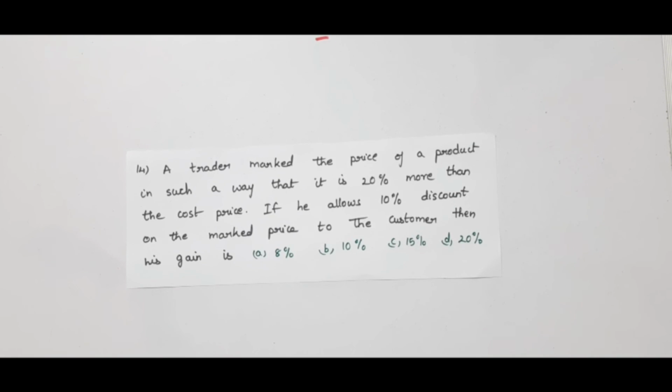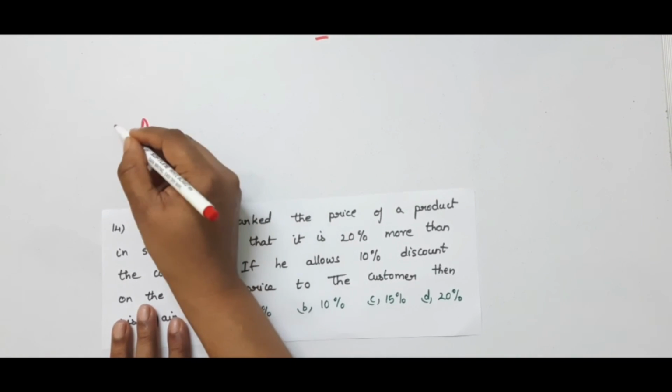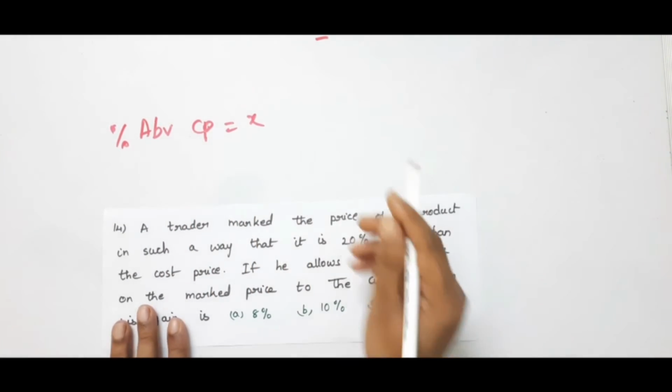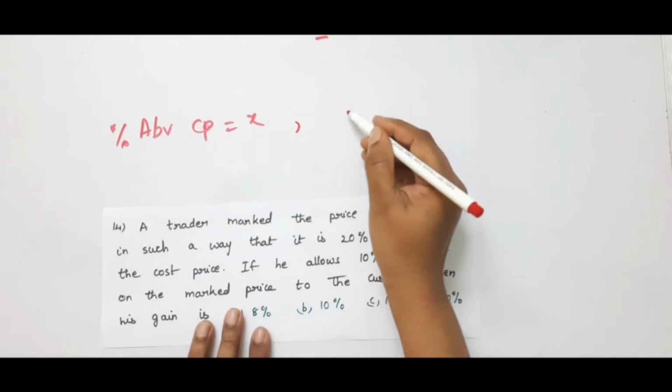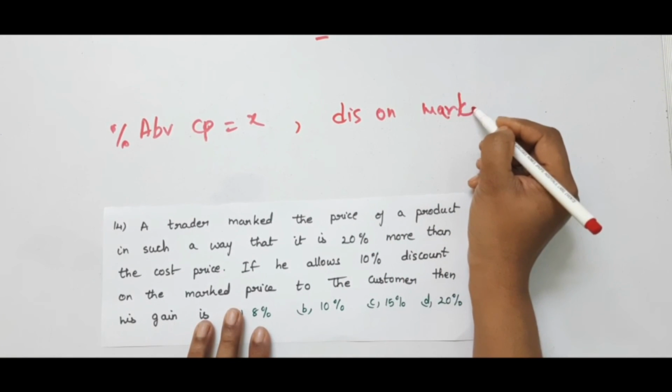If this type of problem is given, that is, if they mention that the market price is some percentage above the cost price, and they give the discount on the market price and ask to find the gain, there is a shortcut formula. First take the percentage above the cost price as X, and take the discount on the market price as Y.